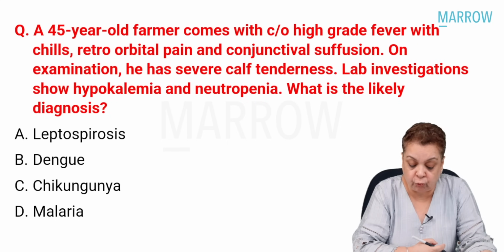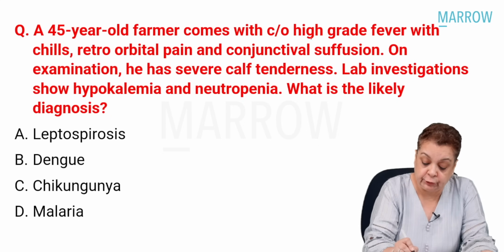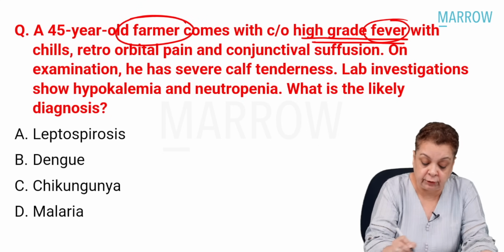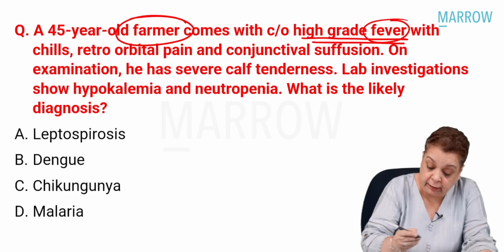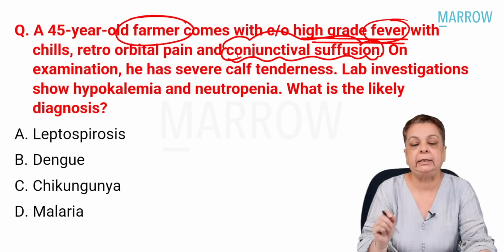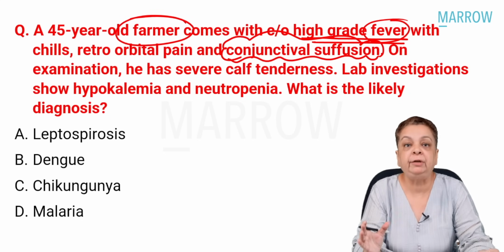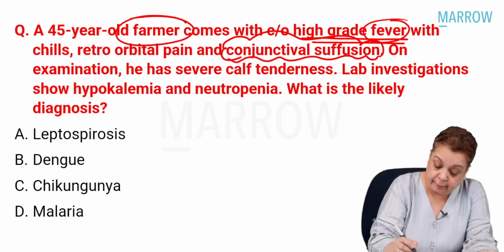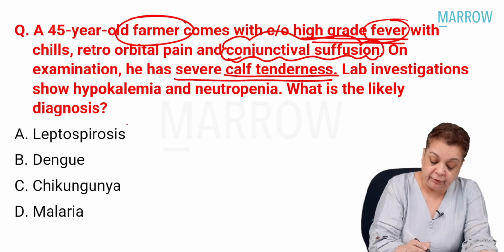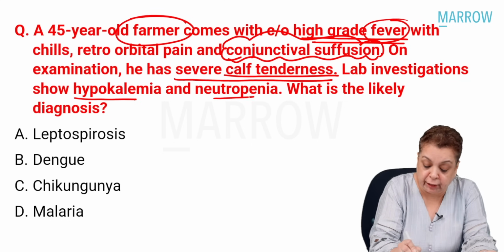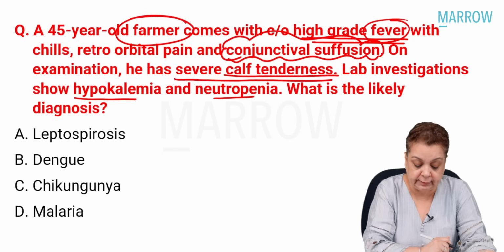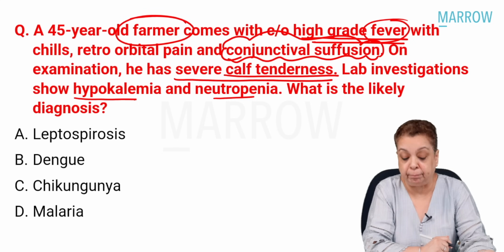A 45-year-old farmer comes with complaints of high-grade fever. So here we have a farmer with fever, chills, retroorbital pain, and conjunctival suffusion. This is our biggest hint, conjunctival suffusion with fever in a farmer. On examination, he has severe calf tenderness. Lab investigations show hypokalemia, neutropenia. What is the likely diagnosis? Leptospirosis, dengue, chikungunya, and malaria.